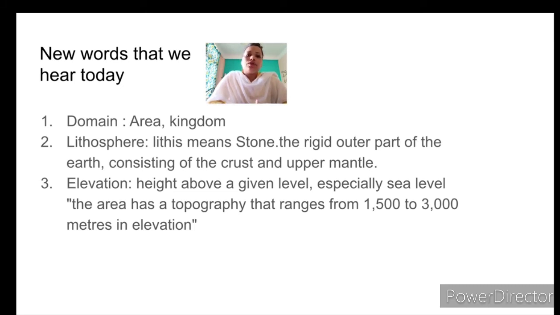Elevation means height above a given level, especially sea level. Elevation means whatever the height is. For example, this is a sea level, so maybe at one portion the height is here and at another portion the height is here. So there is an elevation above the sea level of the areas. The area has a topography that ranges from 1500 to 3000 meters in elevation. It means it's rising. That is known as elevation.